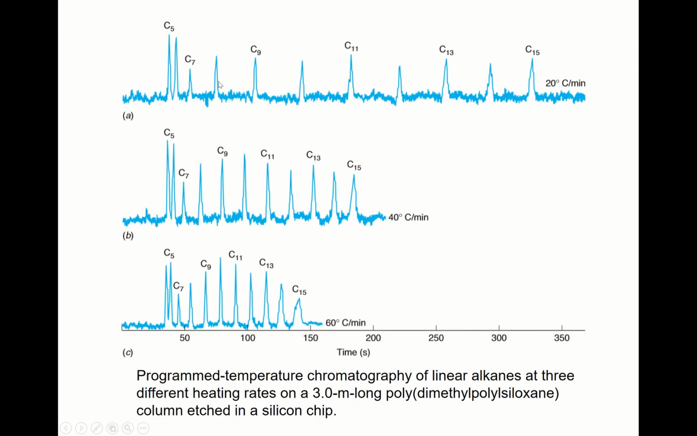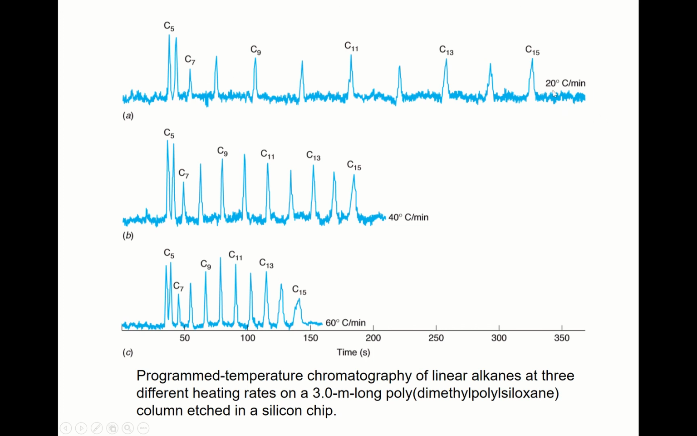And here this chromatogram shows the programmed temperature chromatography of linear alkanes at three different heating rates. For this programmed temperature, a 3 meter long polydimethylsiloxane column was etched in a silicon chip. Here the only difference is the temperature raising rate. They all are programmed temperature experiments.